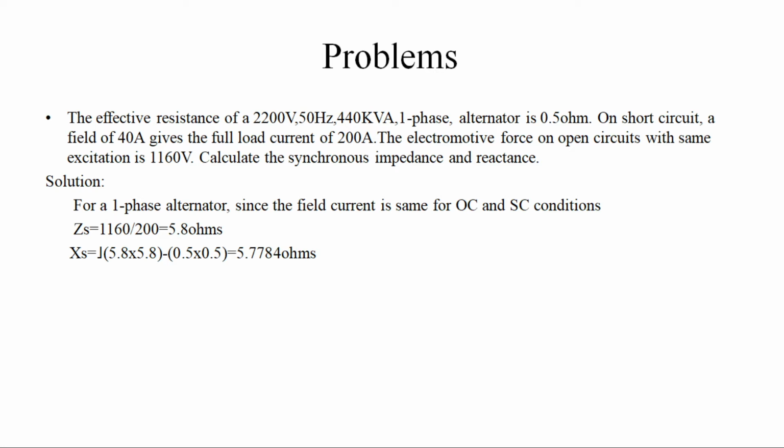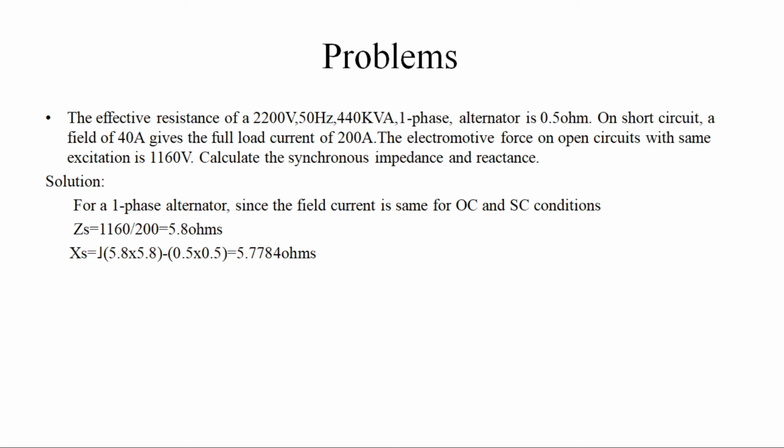Now let us see the solution of this problem. For a single phase alternator, since the field current is the same for OC and SC conditions, the impedance ZS can be found by 1160 divided by 200, that is open circuit voltage by short circuit current. Directly we are finding this value, that is 5.8 ohms.